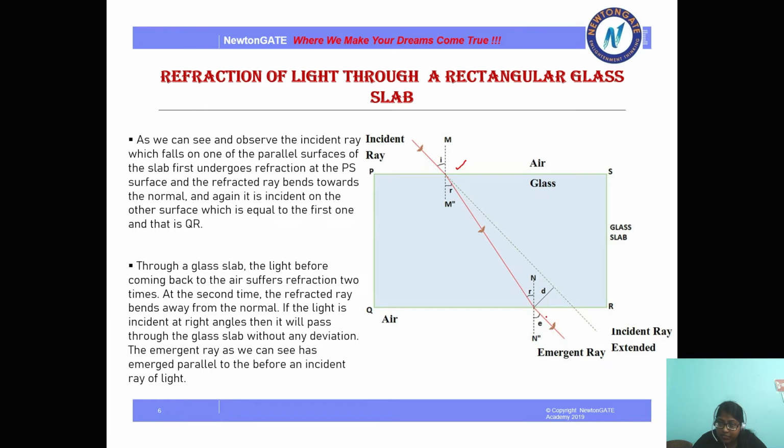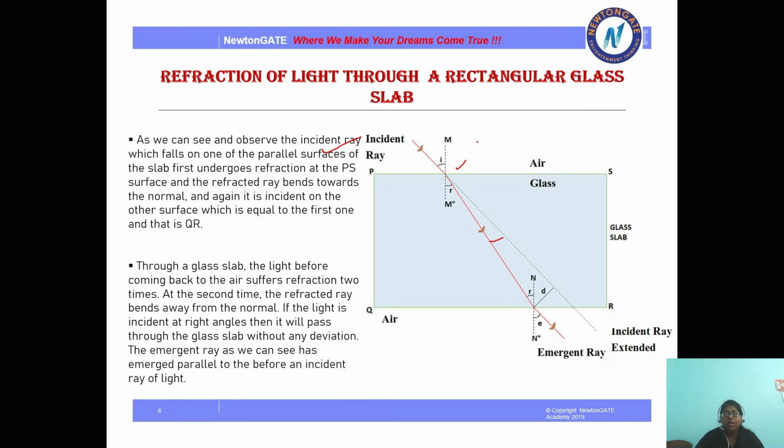It is bending away from the normal, and we are calling it an emergent ray instead of a refracted ray, because this one is the refracted ray, the one in between. Not this, this one is the refracted ray. So if this one is your refracted ray, then after getting refracted again, we are calling this one an emergent ray, the ray that is coming out. So that is how in a glass slab refraction is happening twice.